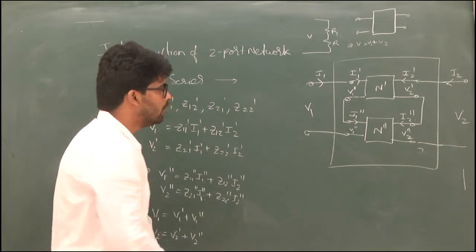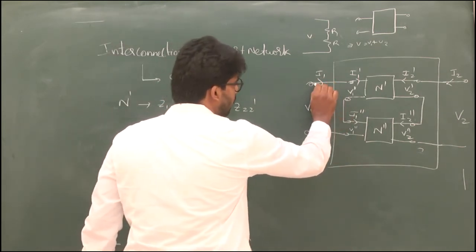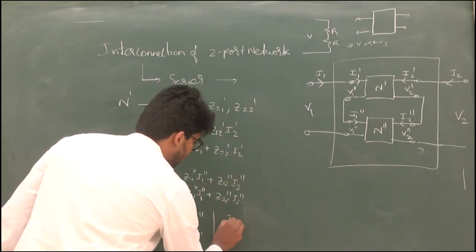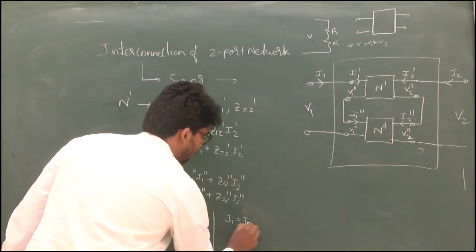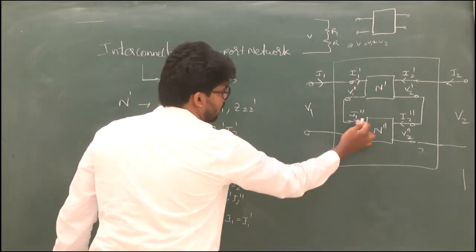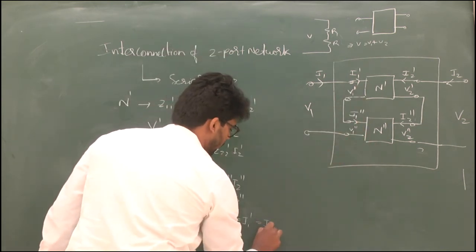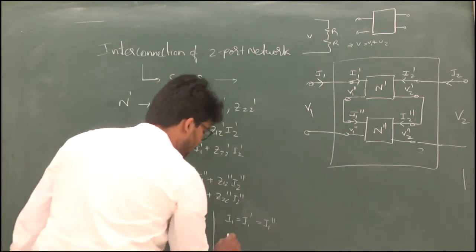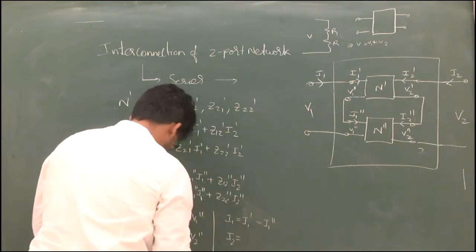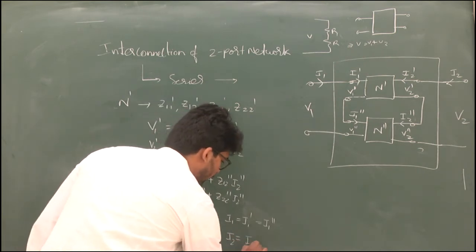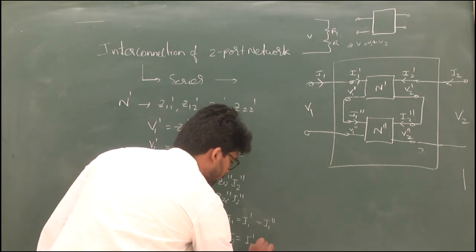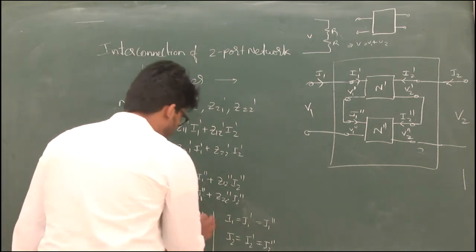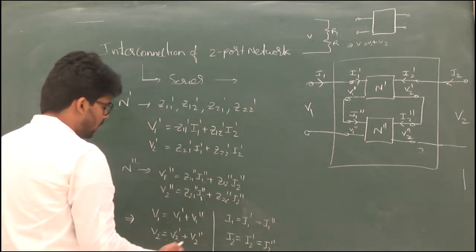Coming to the currents, if you see carefully, the current I1 is equal to I1 dash, again equal to I1 double dash. The same current will flow here. And again, for the other port, we have I2 dash equal to I2 double dash. Now, based upon these equations, we need the overall parameters.